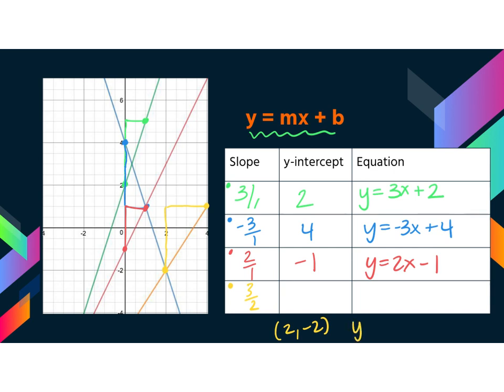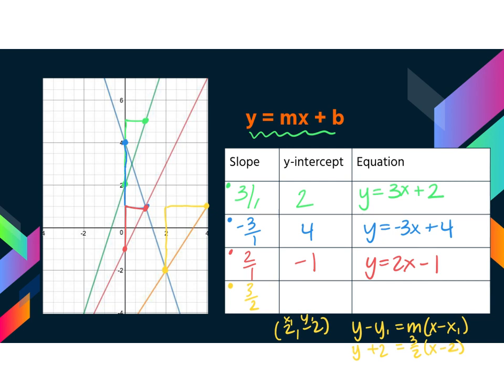So remember, it's y minus y1 equals m times x minus x1. So we're going to use our point x1, y1. So y minus negative 2 is y plus 2 equals, my slope is 3 halves, and then we have x minus x1, which is 2.